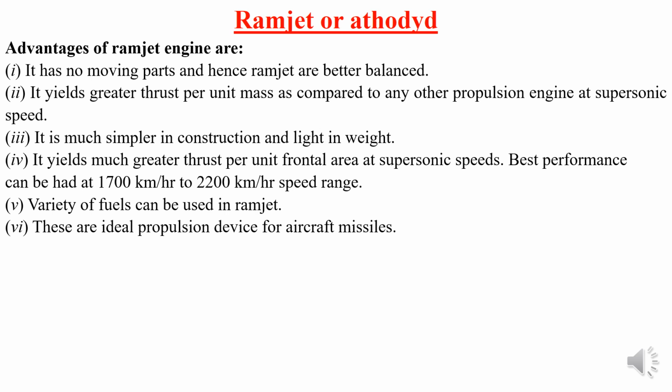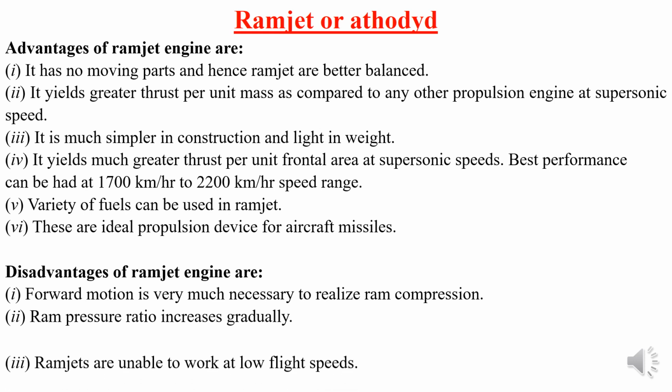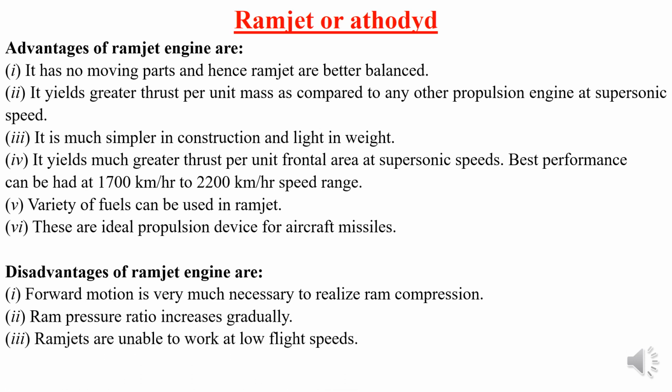What are the disadvantages we can see? Forward motion is very much necessary to realize the ram compression, because in the starting we need some kind of a forward motion, then only that compression is going to start, otherwise it is a bit difficult. So that might be one disadvantage. The ram pressure ratio increases gradually, that might be a disadvantage during altitude, and ramjets are unable to work at a low flight speed.